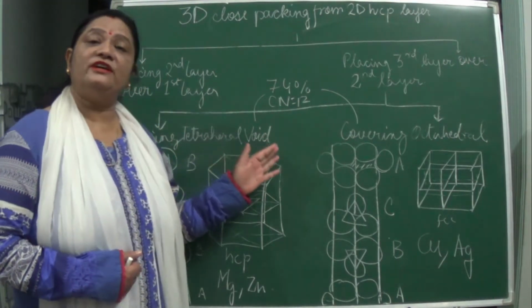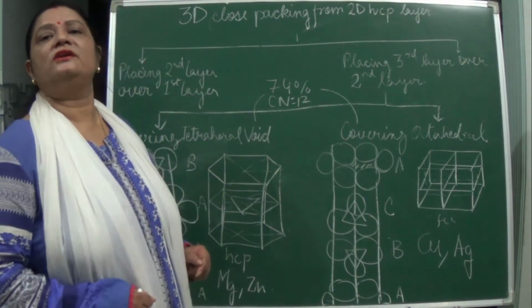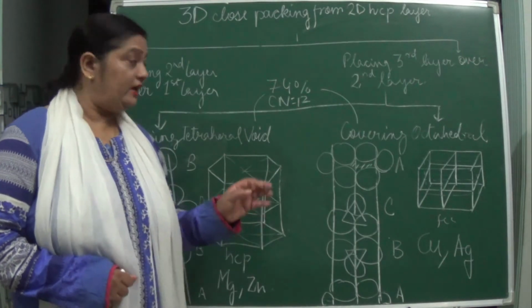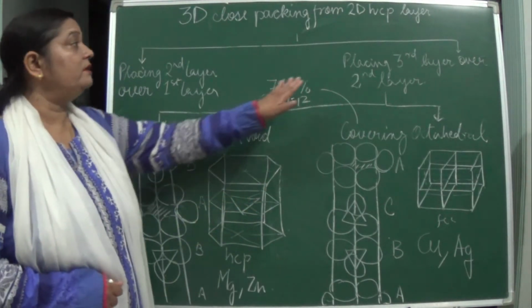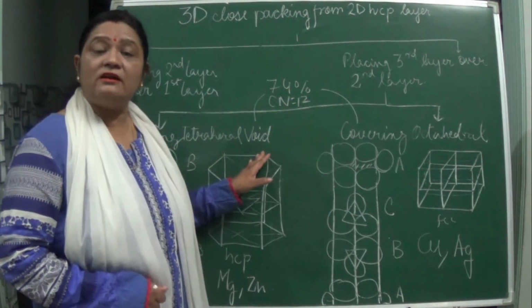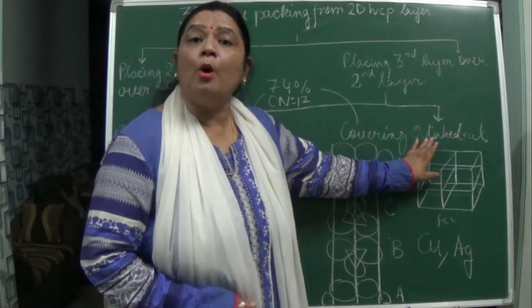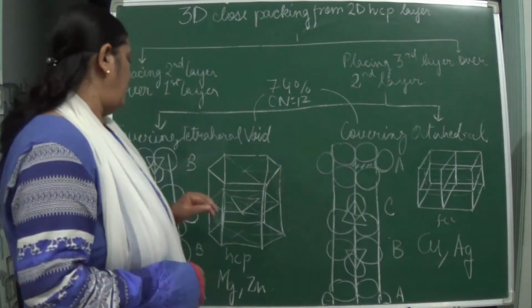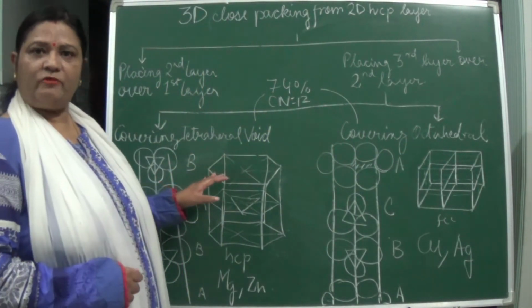And which voids were created? That was the tetrahedral and the octahedral voids. So here, in this placing of the third layer over the second layer, we will be covering the tetrahedral voids and the octahedral voids. Okay, so you remember what voids are? They are empty spaces.